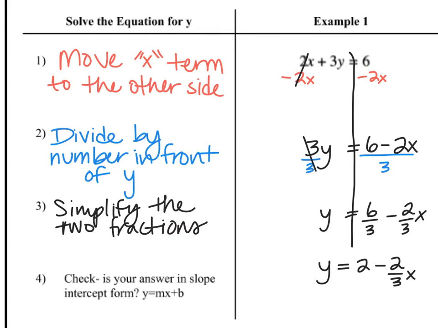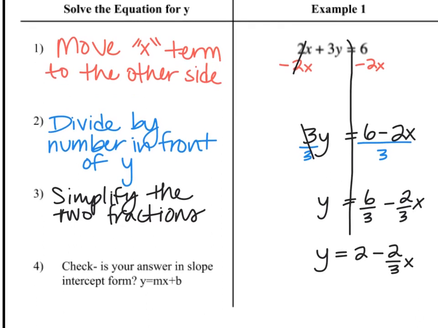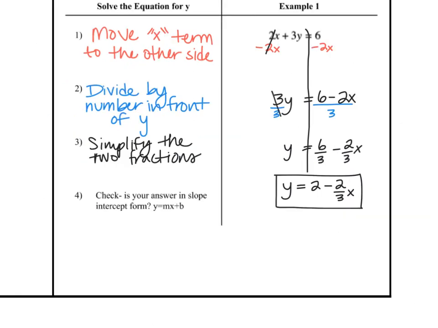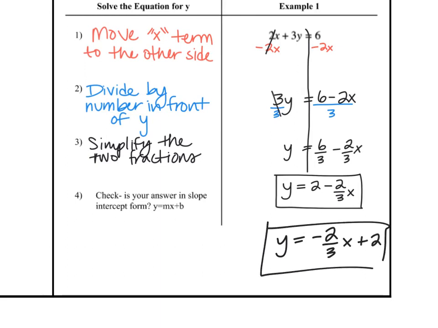We check to see, is my answer in y equals mx plus b form? It is. Y is by itself. You are done. Everything else is on the other side, and that's what you want. You're just rearranging. By the way, another way to say this, if you write this as y equals negative 2/3 x plus 2, it is the same thing. Either one of these is correct, so I'll say or.